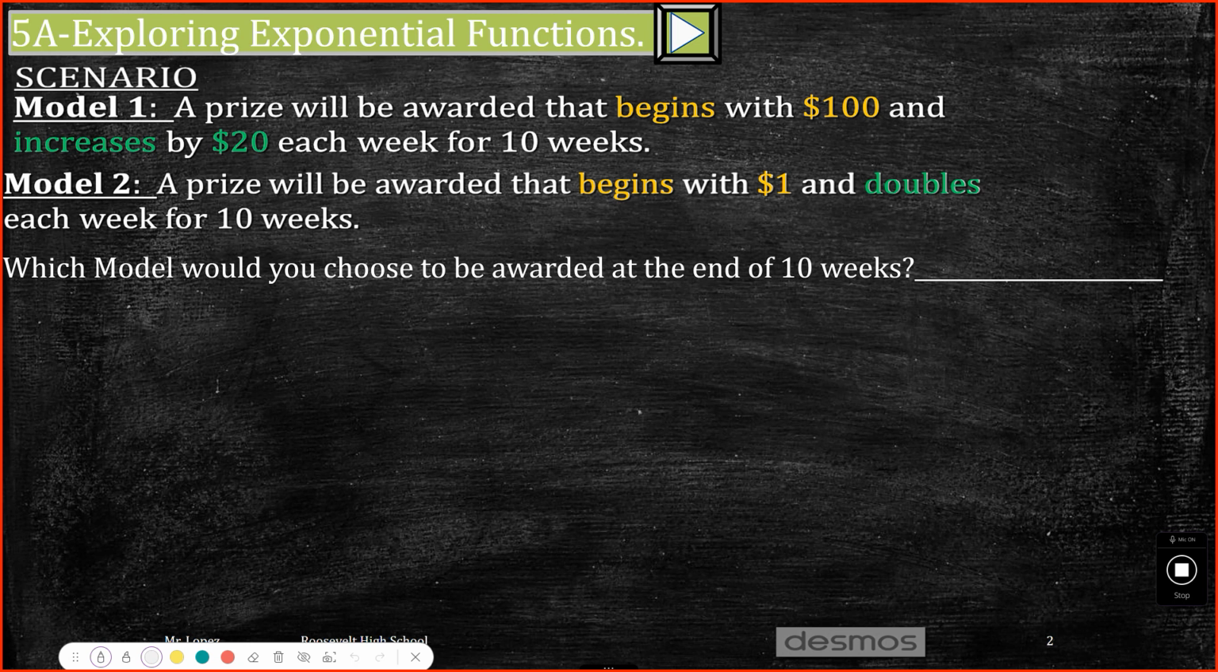So at week 0, it will be 100 for Model 1, and for Model 2, it will be $1. For Model 1, what would it be for week 1? How much would you take home? 120, and for week 2, 140. And for Model 2, you start with $1, and it doubles each week for 10 weeks. So to begin with is 1, and week 1 you would get $2, because week 0 is to begin with, $1.